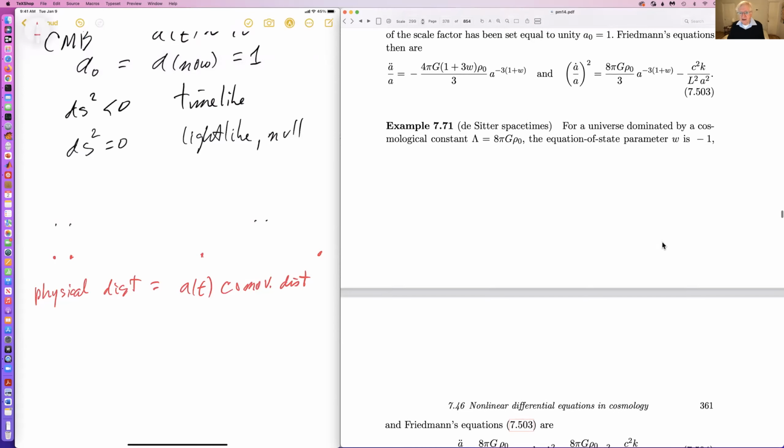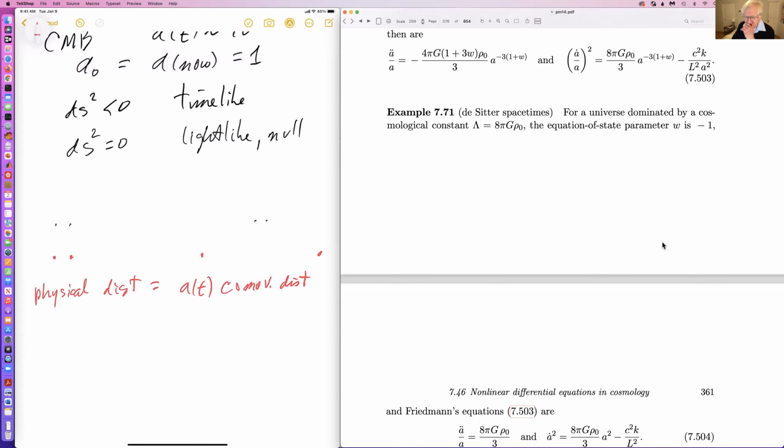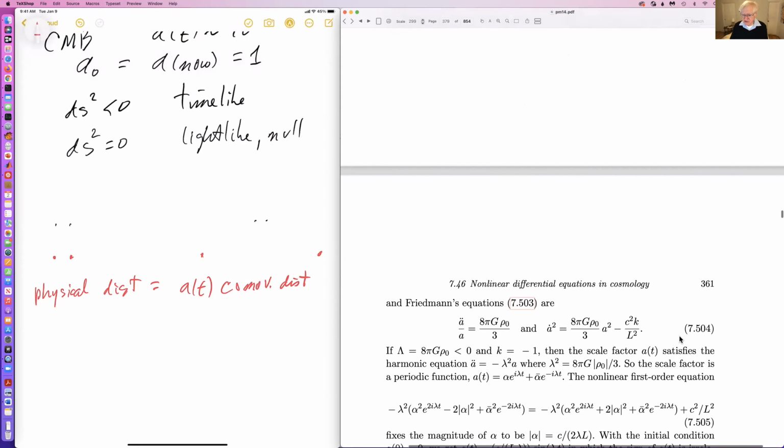So maybe we can do these examples. Suppose we have a universe dominated by a cosmological constant. So this is the dark energy case. Empty space, in other words, has an energy, and that's all the energy in the universe. In this case, this parameter W is -1, and Friedmann's equations become quite simple.